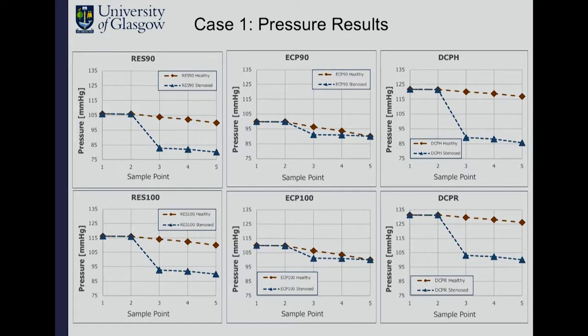So for the resistance and for the DCP condition, we can see that there is a big pressure drop where the stenosis is, and that is maintained throughout the vessel, while in the ECP condition, we only see a small pressure drop, and then the pressure is recovered to be equal in the outlets, which is what the boundary condition dictates.